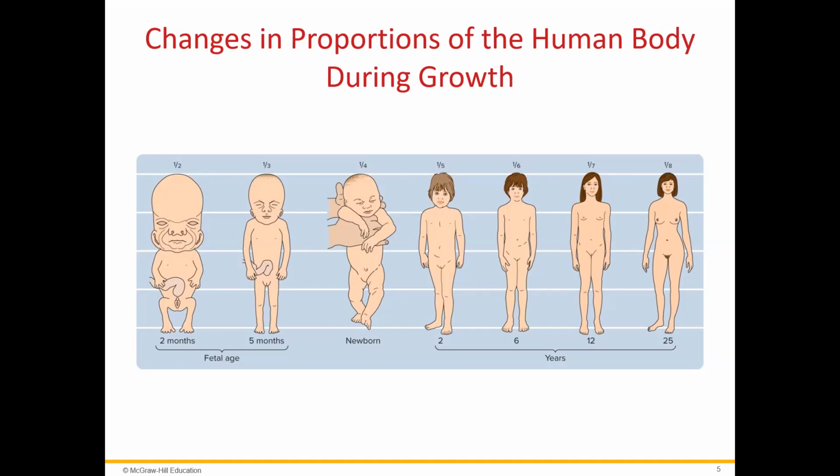And so you can see as we move along, when we get to adulthood over at the right side, our legs take up about half of our length, and you see it's a while before we reach that. So with a newborn, their legs are closer to just a quarter to a third of their length.